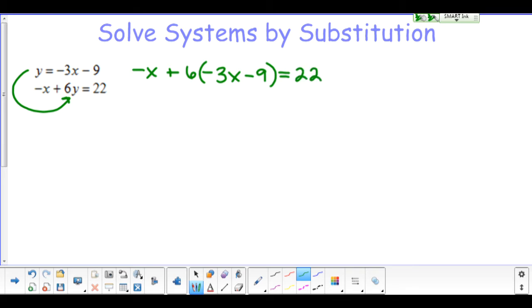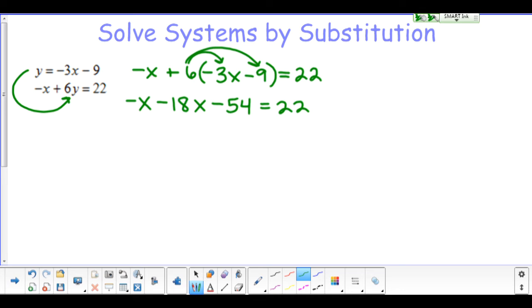Now you can see I only have the variable x in my equation, so I'm going to solve for that x. The first thing I'll do is distribute that 6 to both the negative 3x and the negative 9. So I'll have negative x minus 18x minus 54 equal to 22.